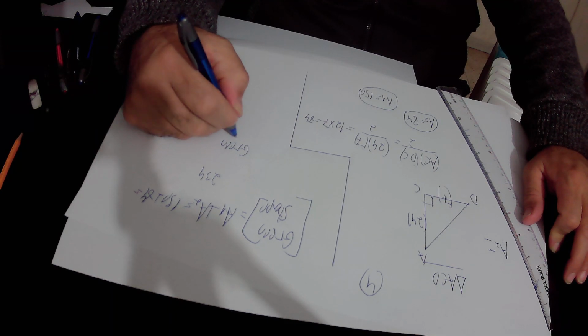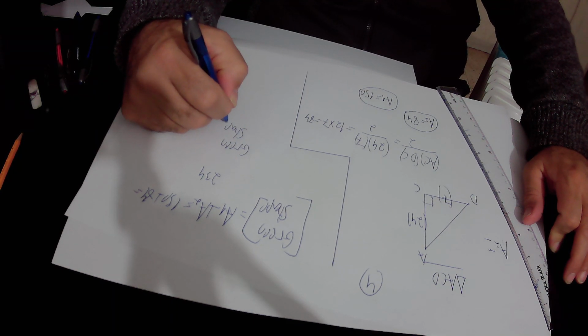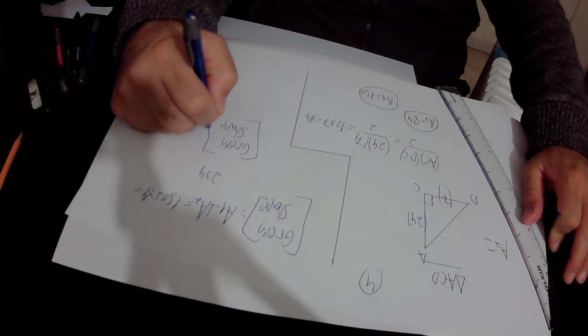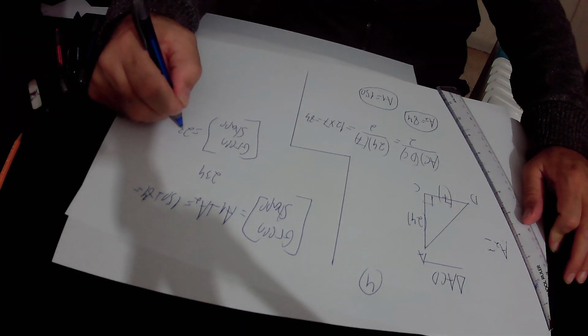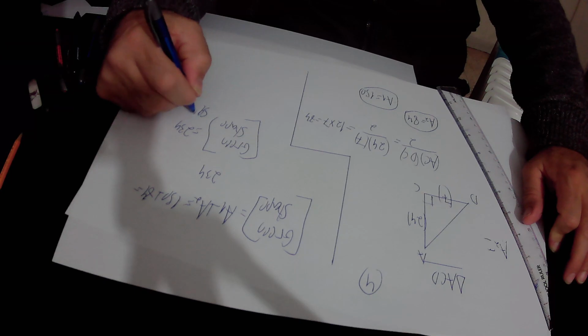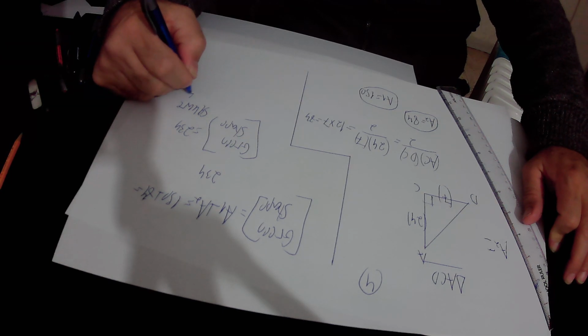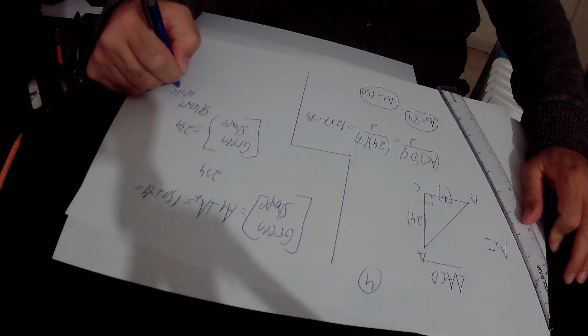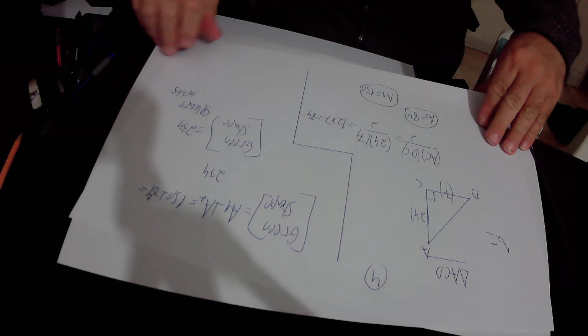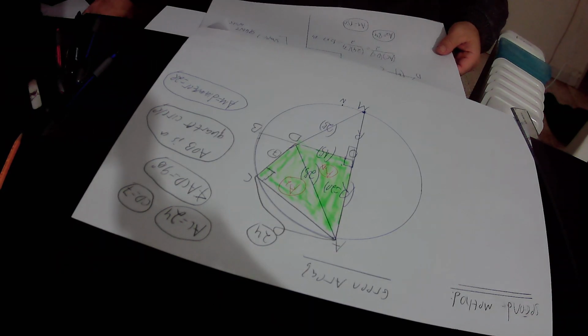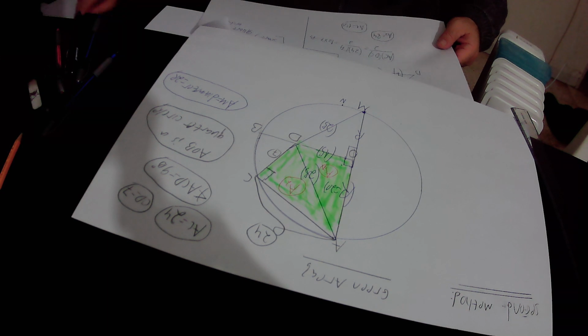So the area of the green shape in total equals 234 square units. Okay, in the next step I'll summarize the lecture. We start with the first method.